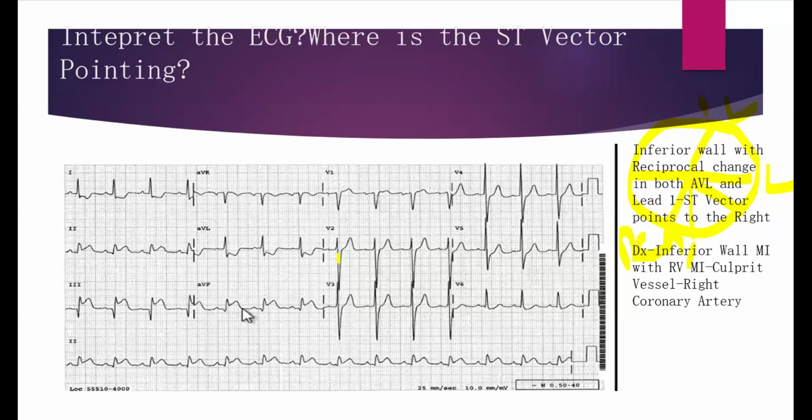All right, so inferior wall MI. Inferior wall MI can be left circumflex or a right coronary. The culprit vessel is the right coronary in this case because of the mirror image in AVL.